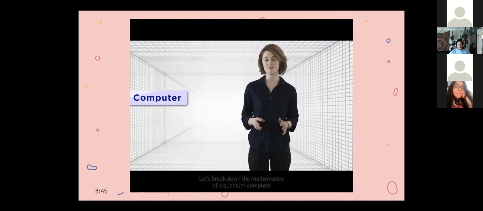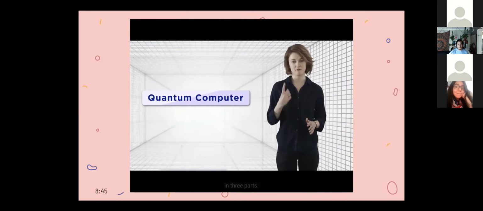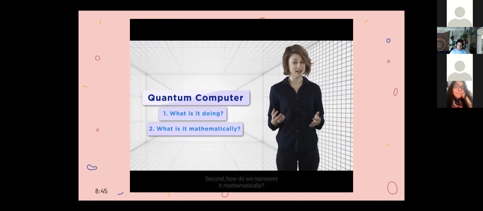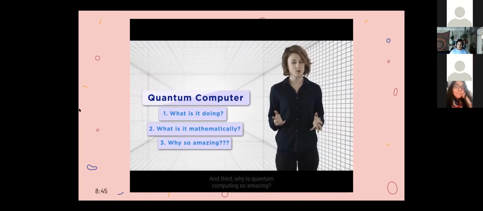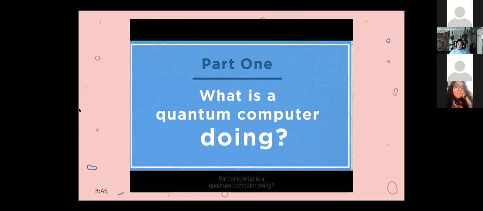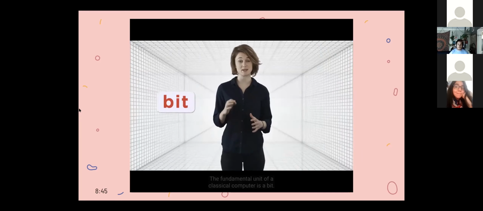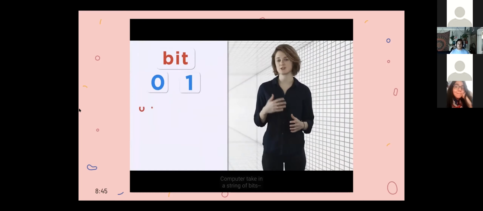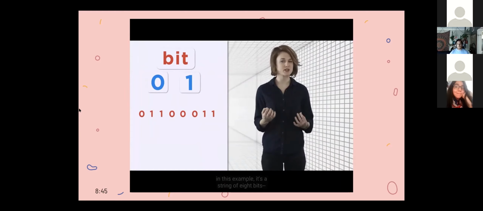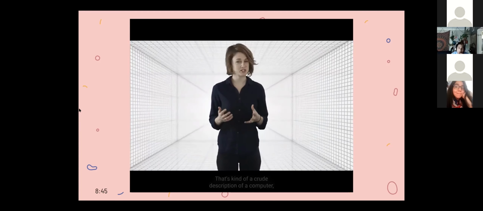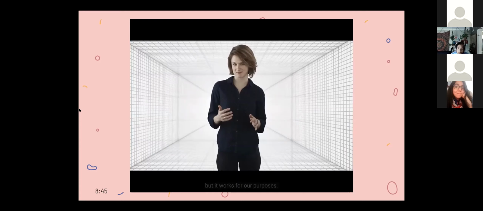Let's break down the mathematics of a quantum computer in 3 parts. First, what is a quantum computer doing? Second, how do we represent it mathematically? And third, why is quantum computing so amazing? Part 1, what is a quantum computer doing? The fundamental unit of a classical computer is a bit. Bits have 2 states, 0 and 1. Computers take in a string of bits. In this example, it's a string of 8 bits, and use logic gates to switch some of the bits, like this. Okay, that's kind of a crude description of a computer, but it works for our purposes.